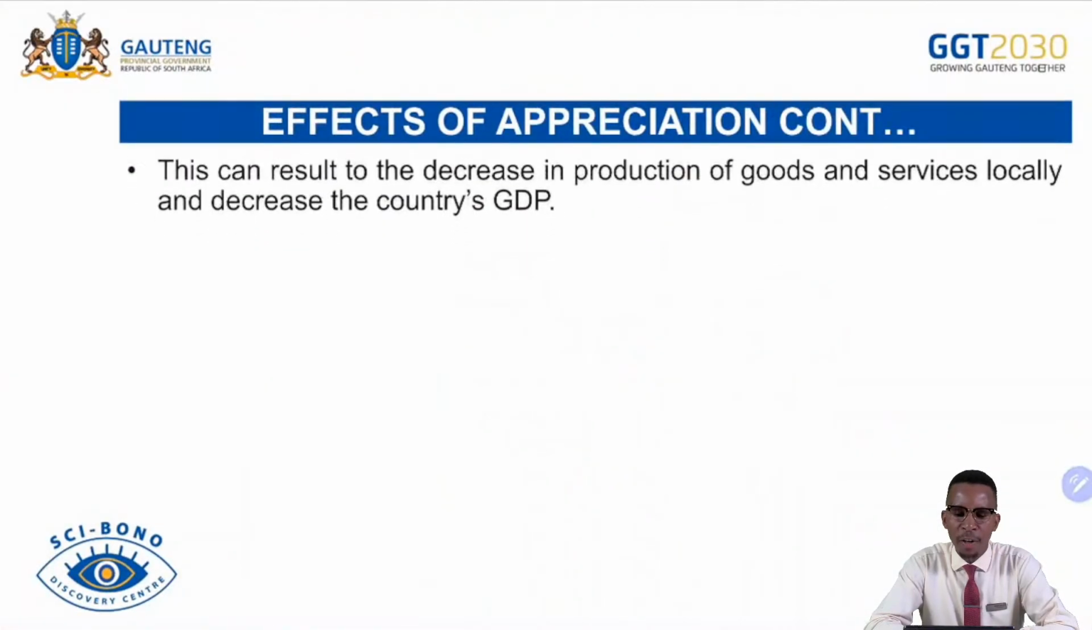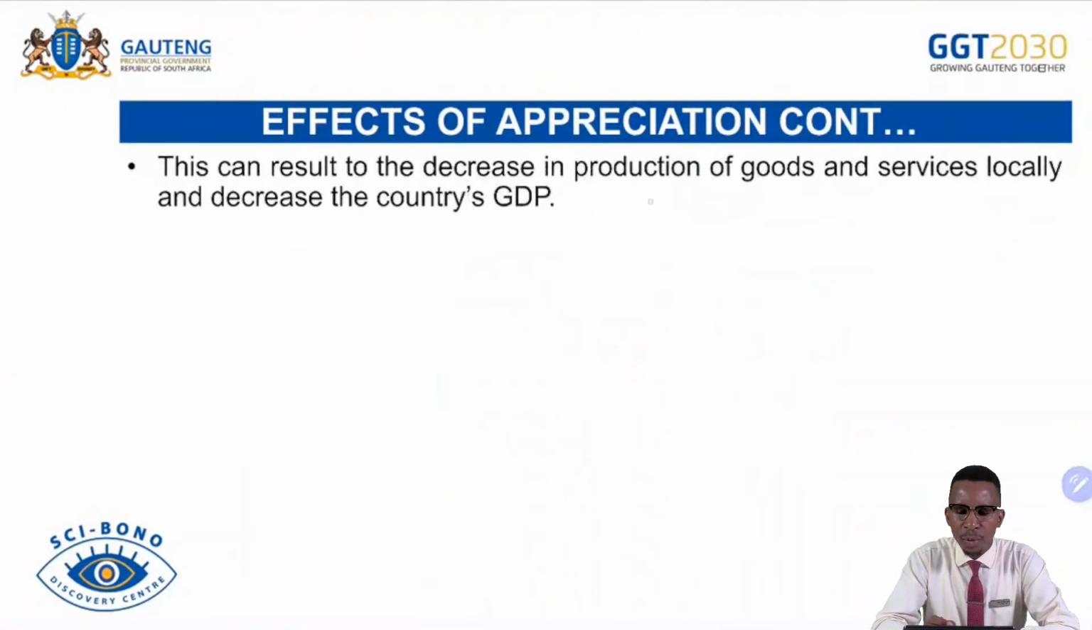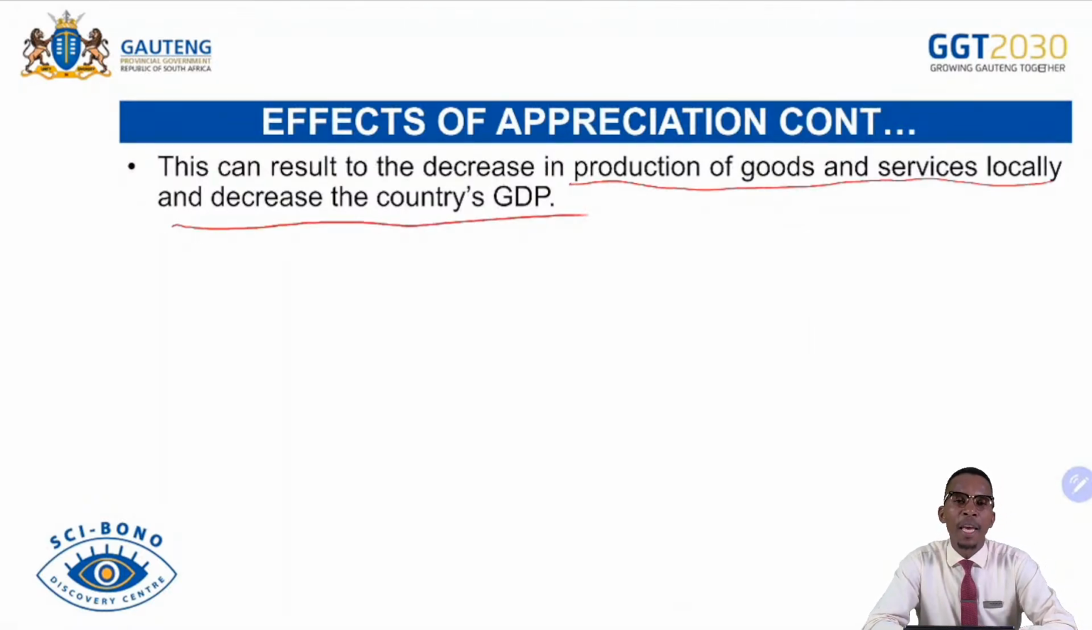We continue with the effects of appreciation. This can result in a decrease in the production of goods and services locally and a decrease in the country's GDP. If the currency is appreciating, exports become expensive. If exports are becoming expensive, there might be a decrease in foreign demand. As foreign demand is decreasing, that will be discouraging local firms from producing even more goods because there's a lower demand internationally. And that will lead to a problem in the country because people might be losing their jobs since export markets are no longer demanding our exported goods and services.